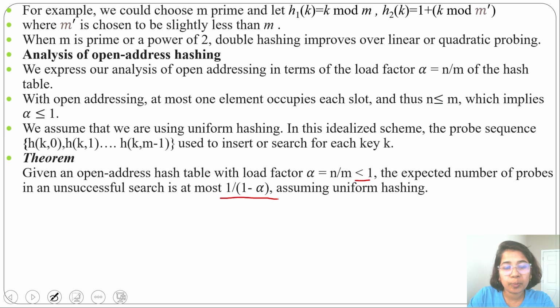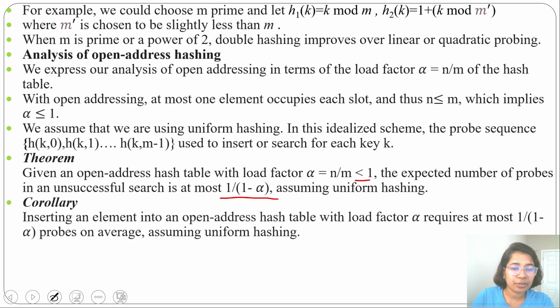So the expected number of probes in an unsuccessful search is at most 1/(1 minus alpha). So we will search at most 1/(1 minus alpha) times. If by this we are not finding it, then we declare it unsuccessful, the key is absent. There is a corollary based on this. Inserting an element into an open address hash table with load factor alpha requires at most 1/(1 minus alpha) probes on average, assuming uniform hashing. So for insertion and for searching, at most 1/(1 minus alpha) probes will be considered.